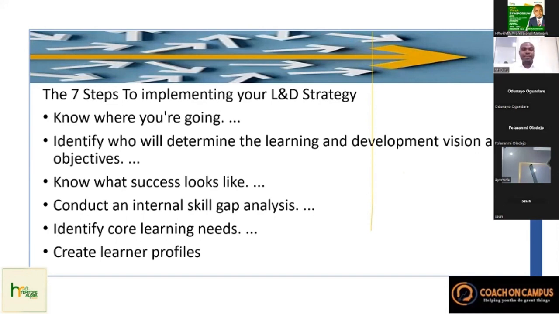So conduct an internal skill gap analysis. I've said that before. It's also a way of implementing this. Identify the core learning needs and stay around them. Then create the learner's profile. Not all learners are the same. You must be able to create the learner's profile.